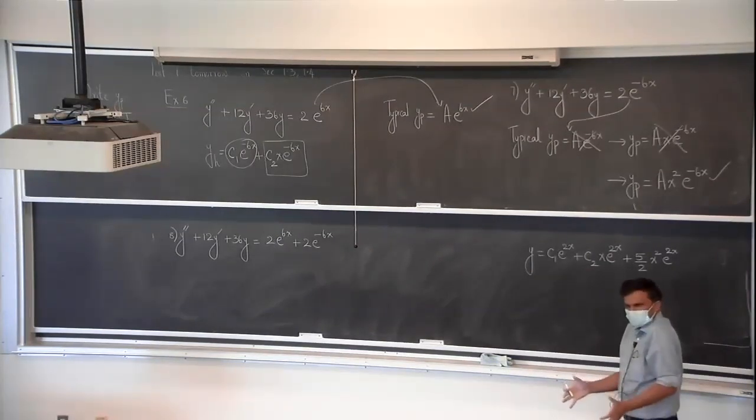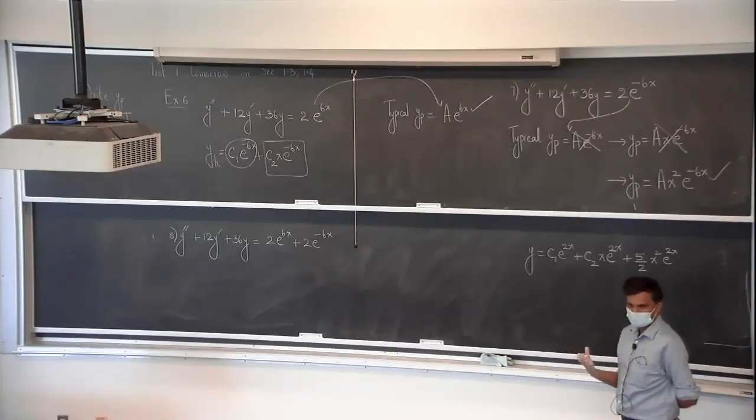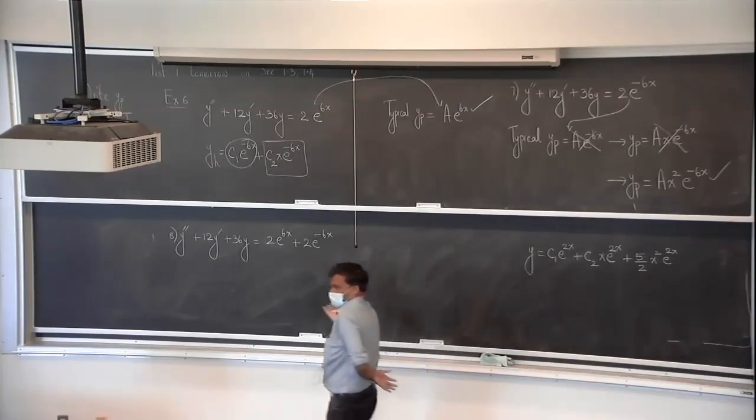What do you think I should do here? You have a sum of 2 terms. What does your instinct tell you? Yeah. Just add 2 YPs. Okay. What's the worst that could happen?